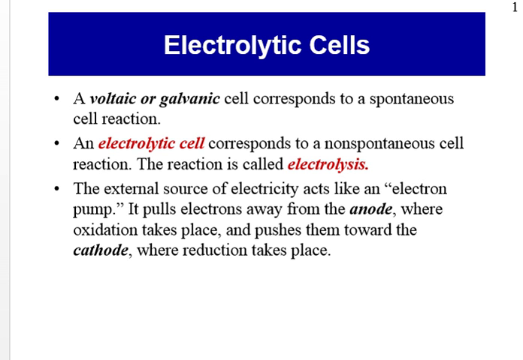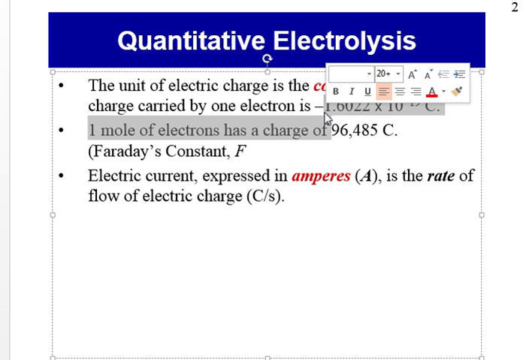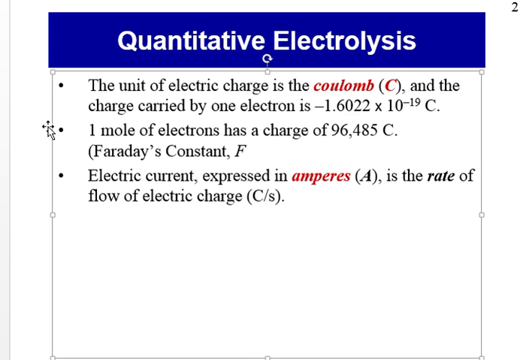Here are the basic conversion factors we're going to need. We start with a coulomb. Coulomb is a unit of charge. One electron has a charge of negative 1.602 times 10 to the negative 19th coulombs. We don't really ever do much with one electron, so we really deal with moles. So 1 mole of electrons, just using the math, would have a charge of 96,485 coulombs. This number is referred to as Faraday's constant, capital F.